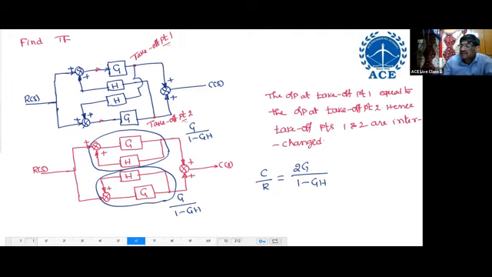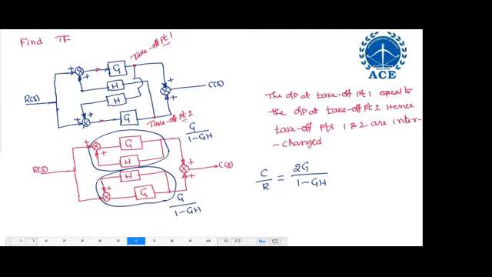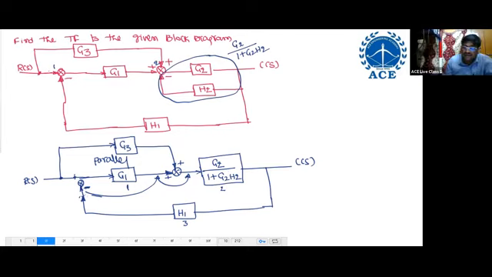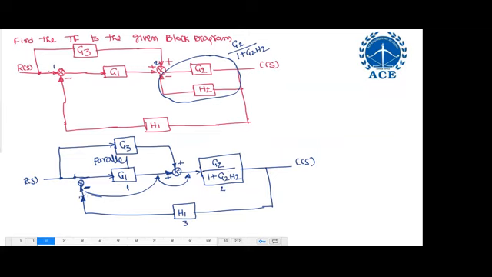Any doubt? Sir, on 1F, when you have shifted the summing point after the G1, you multiplied it with the feedback, sir. I didn't get the logic. Why did you multiply it?